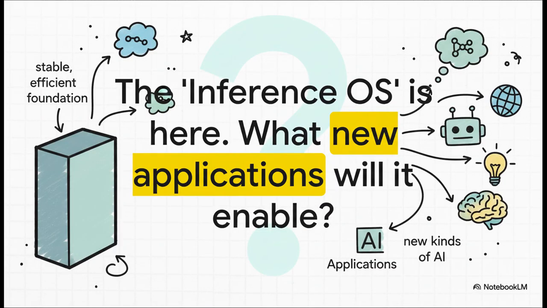So at the end of the day, this incredible new architecture isn't just about making the chatbots we have today a little bit faster. What we have here is a stable, super efficient foundation, an operating system for AI. And that leaves us with a real question: what entirely new applications, things we haven't even imagined yet, are going to be built on top of it?